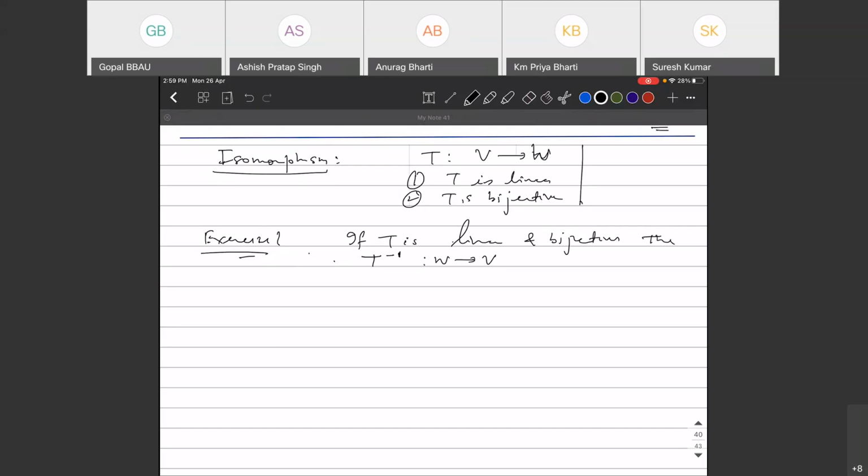This is the set theoretic inverse that you studied in your intermediate classes. We studied that bijection guarantees invertibility, so T is bijective means T is invertible. T inverse from W to V is linear: if T is bijective and linear, then T inverse is also linear. Prove this. This is your homework.